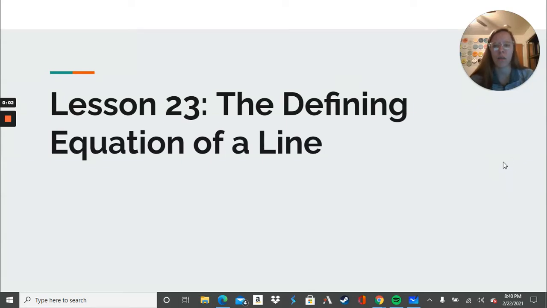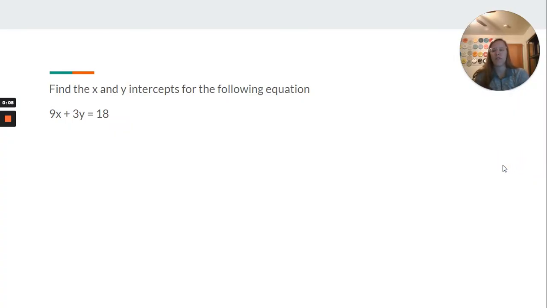Graders, lesson 23 in math is the defining equation of a line. So it says find the x and y intercepts for the following equations.